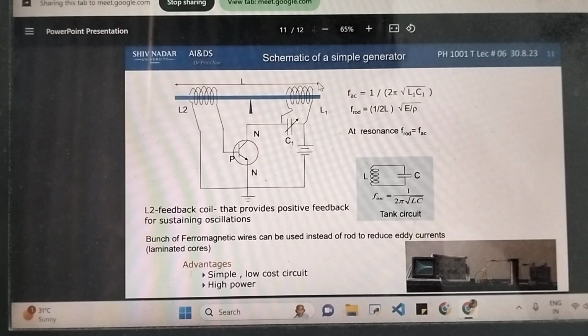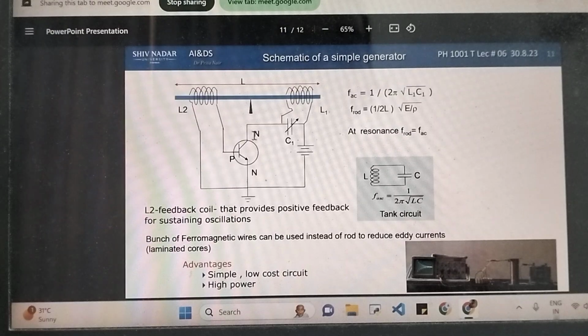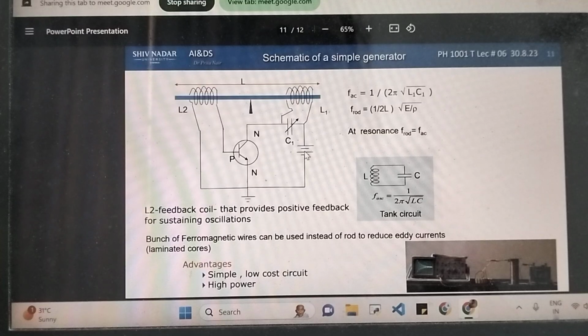So this is the principle of magnetostriction. Now we are going to see how this is put into a circuit and used to generate ultrasonic waves. So first you have this rod made of some magnetic material. You have this circuit which consists of a capacitor, a battery and a coil going through it.